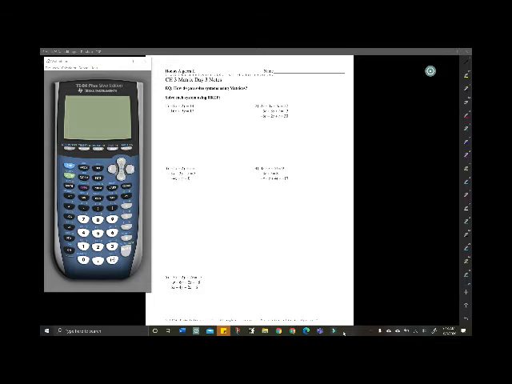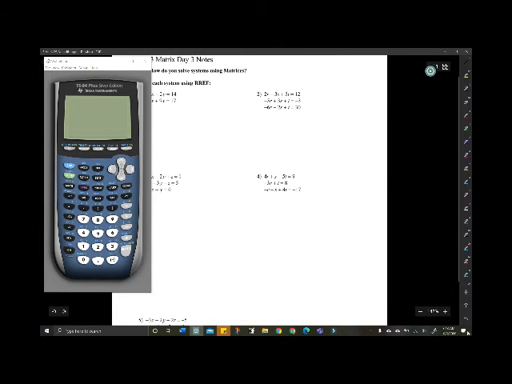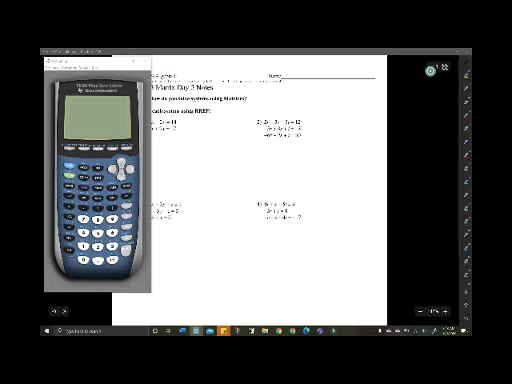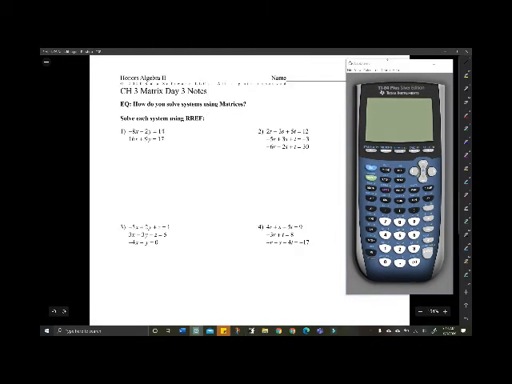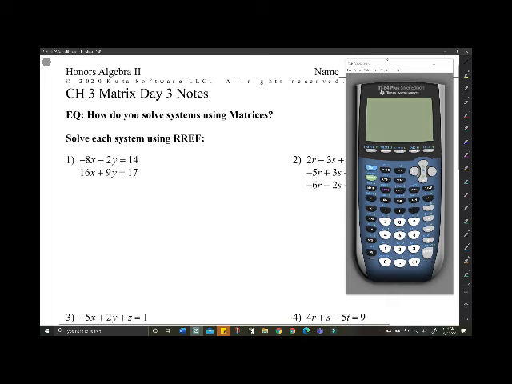Hello, Honors Algebra 2, and welcome to the last lesson in Chapter 3, kind of the grand finale here of solving systems of equations, of matrices, and everything we've talked about. So, Chapter 3, Matrix, Day 3, essentially, notes. How do you solve systems using matrices? So, we're going to combine our solving systems with a matrix here.